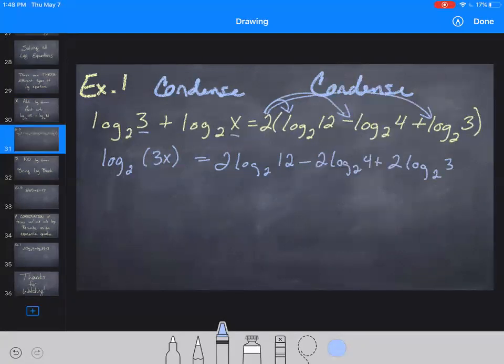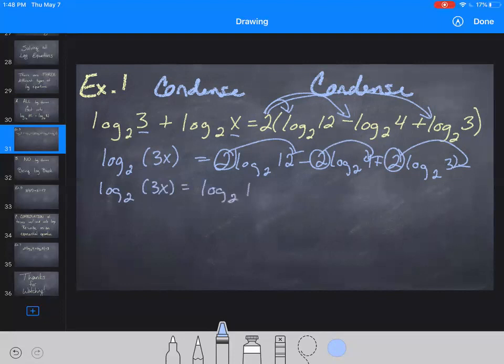Well, now I can see that those 2's are really exponents. So I can put the 2 back as an exponent on the 12. I can put the 2 back as an exponent on the 4. And I can put the 2 back as an exponent on the 3. So I would end up with log base 2 of 3x is equal to log base 2 of 12 squared minus log base 2 of 4 squared plus log base 2 of 3 squared.